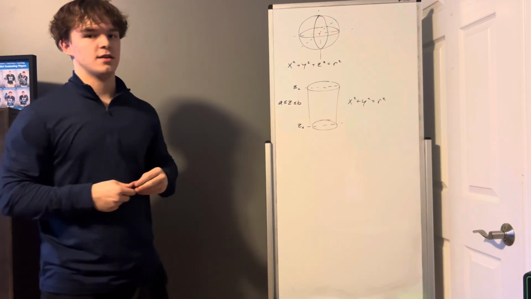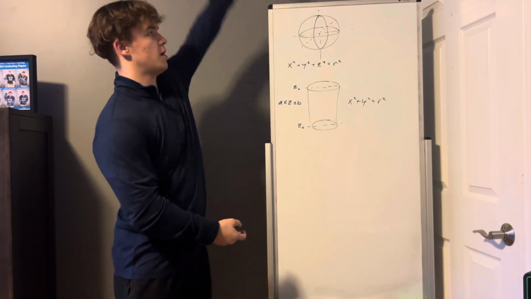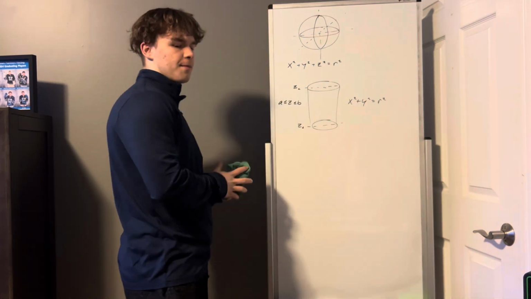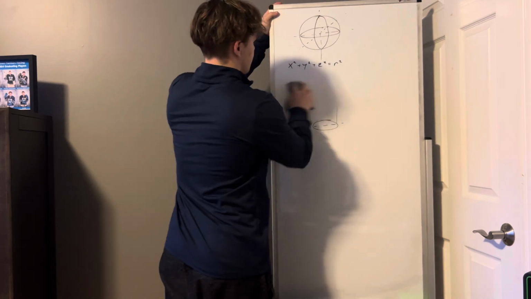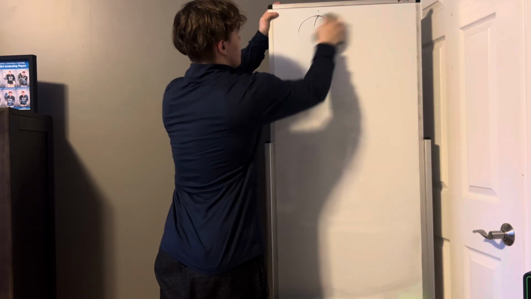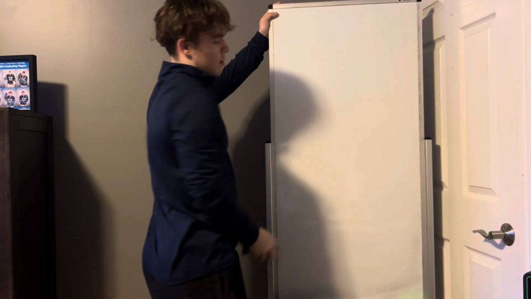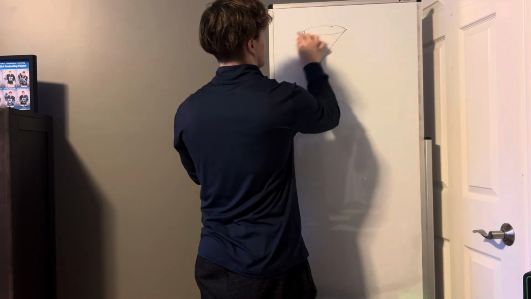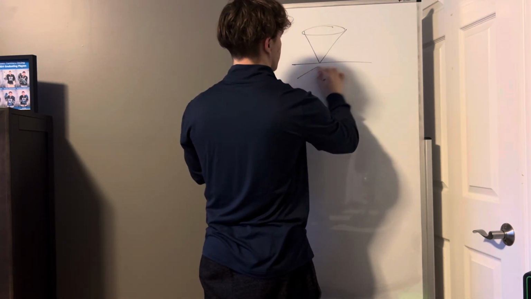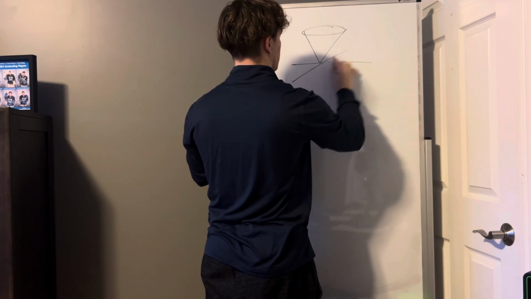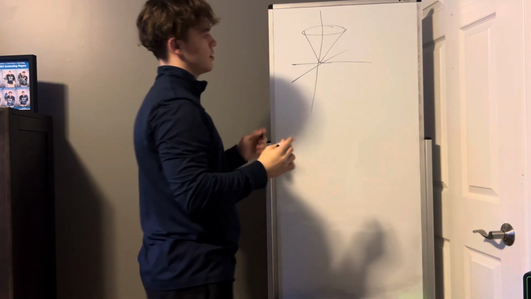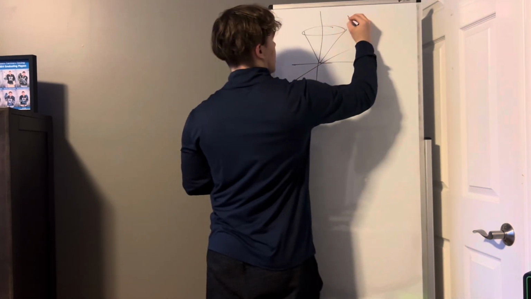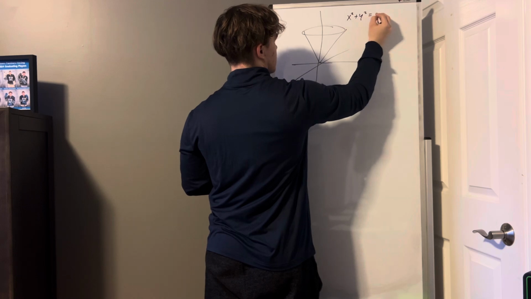If we didn't have these parameters, it would just be an infinite cylinder, which we don't see a lot. The last thing we can have is a cone. The cone looks a bit like this, and we have our coordinates, of course, our graph coming through like that. It's not very well drawn, but you get the idea. And this is just x squared plus y squared equals z squared.